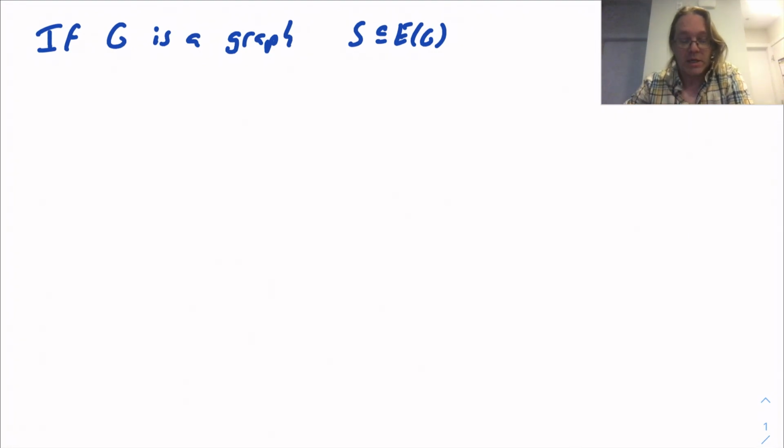Then we can make a new graph from G, a subgraph of G in fact, by taking the graph G, keeping all the vertices we have, deleting the edges that are in S, so you just keep the edges that are not in S, and you keep the same incidence relation that you had on the existing edges. So G minus S, this is going to be the graph obtained from G by deleting every edge in S.